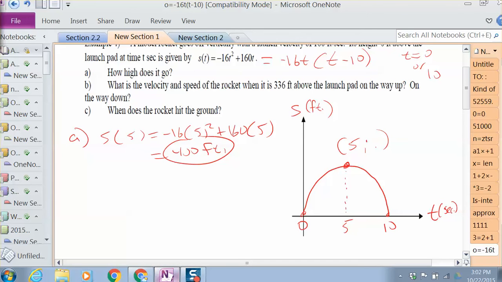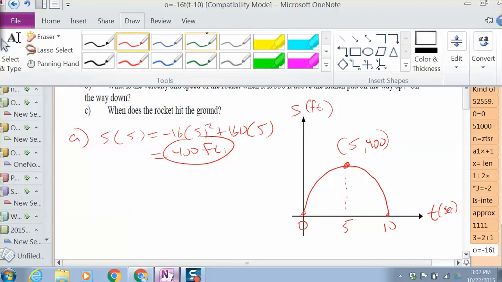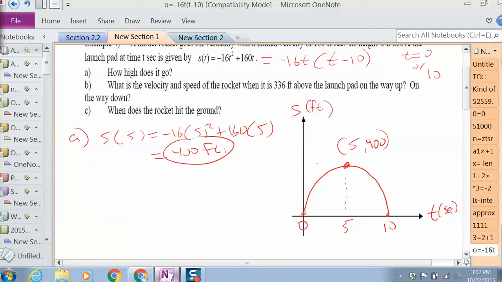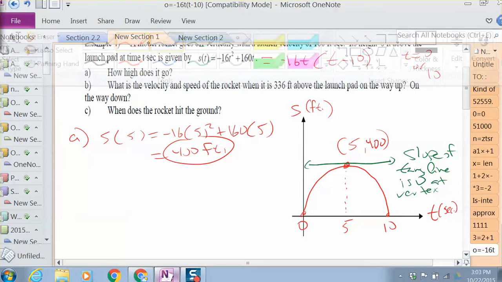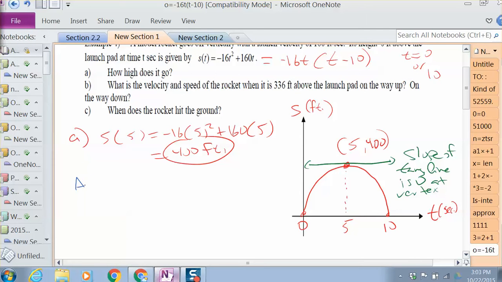Now, there's also a calculus way of looking at it. What if I drew a tangent line at the peak? We know the slope of the tangent line is 0 at the vertex, or the peak here. And we know the slope also represents the derivative. So that's an alternative way of doing this problem.